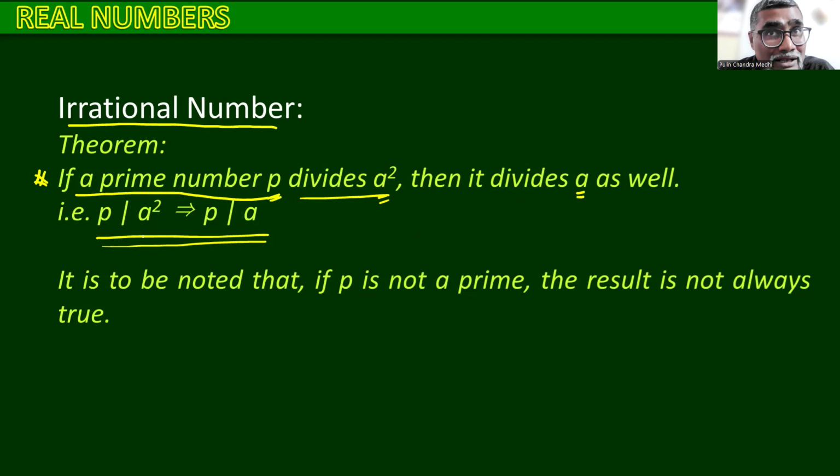By symbol, how do we write? p divides a square. This slash is for division. Actually, I used italics so it becomes a little inclined. It should be very straight. Your proper thing is, yes, p divides a square implies p divides a, not a square.